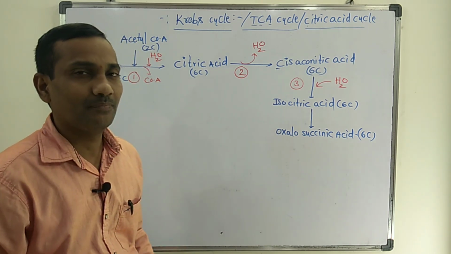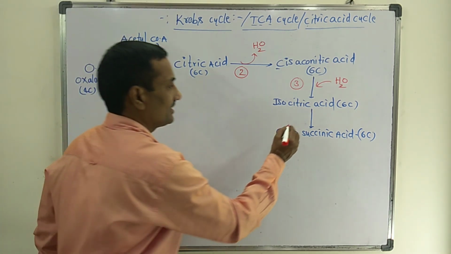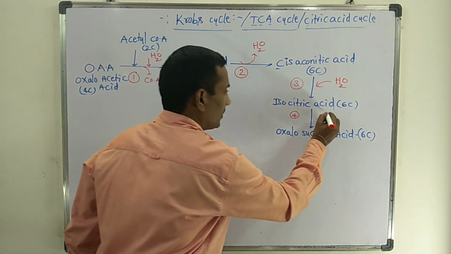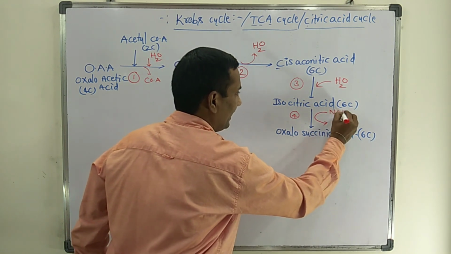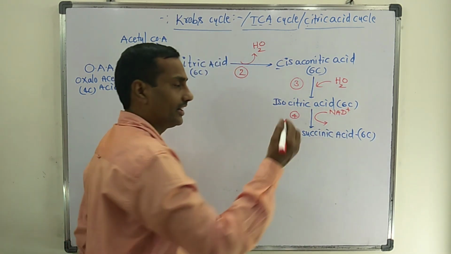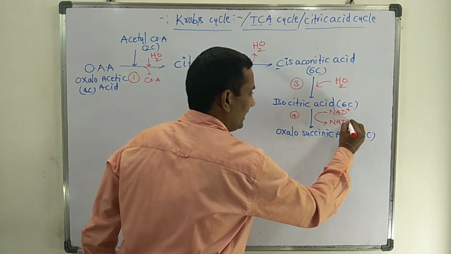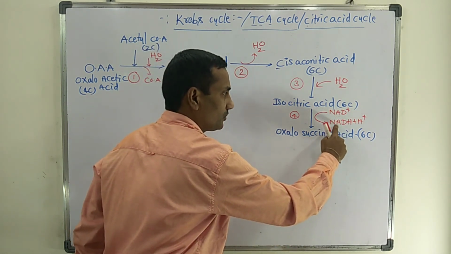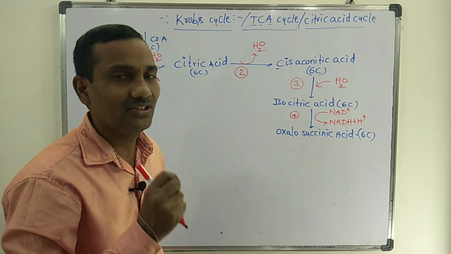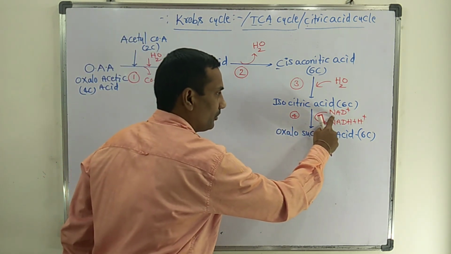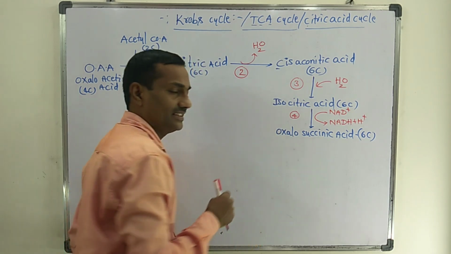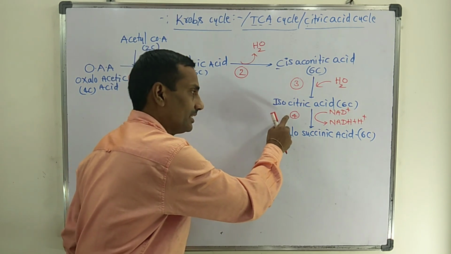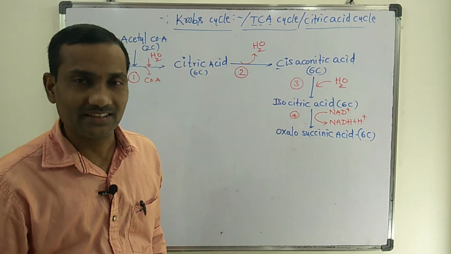But a major step, an oxidation process, occurs at the fourth step. In that oxidation step, once you observe here, NAD plus is reduced to NADH H plus. NAD plus is reduced to NADH H plus, that is the energy form. This compound is reduced, but isocitric acid is oxidized. So that step is the oxidation step, the fourth step, oxidation.